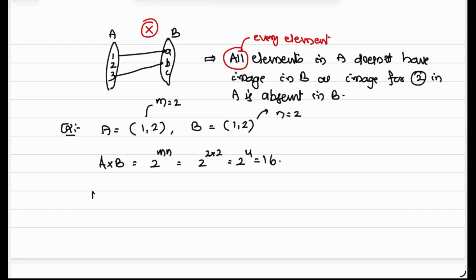Then, the number of functions, these are subsets of A cross B, that is equal to relations A cross B, A to B relations.